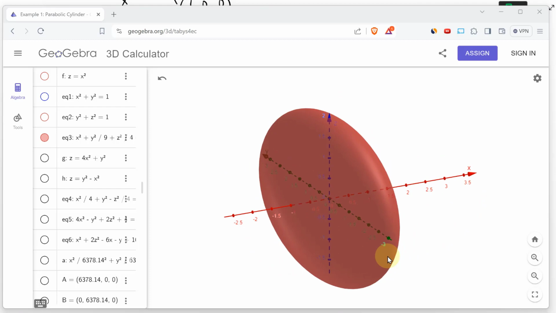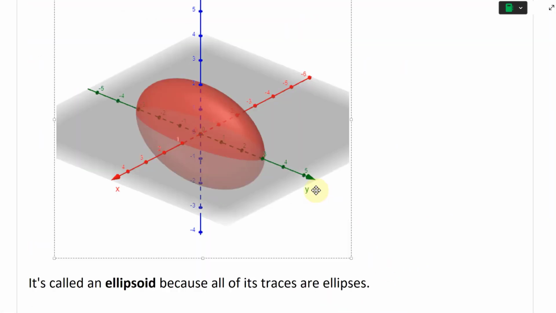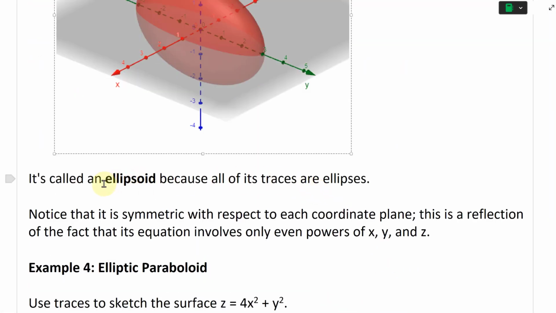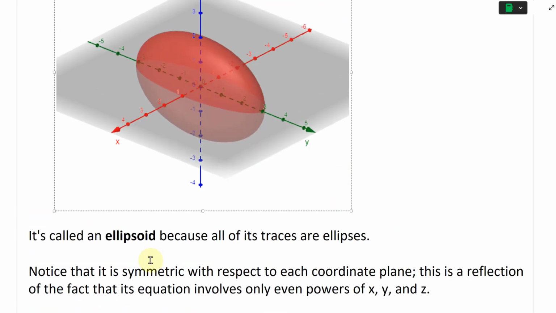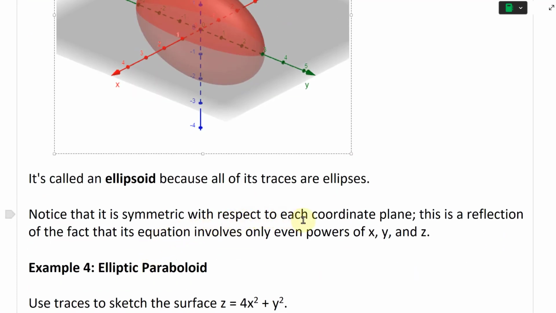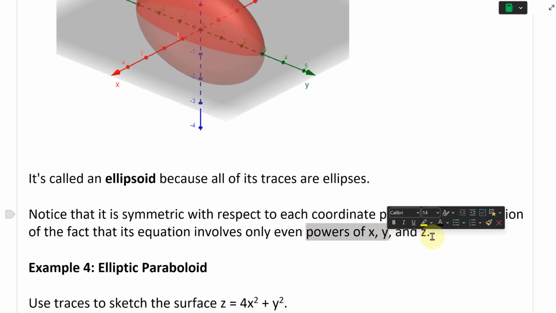All right, let's continue further. So it's called an ellipsoid because all of its traces are ellipses. And notice that it is symmetric with respect to each coordinate plane. This is a reflection of the fact that its equation involves only even powers of x, y, and z.